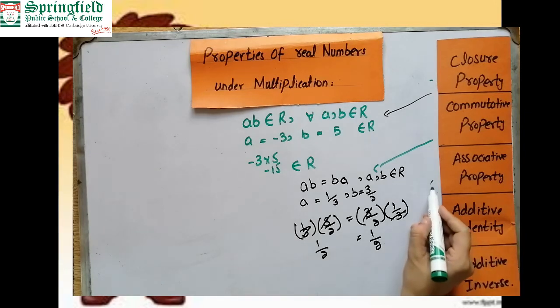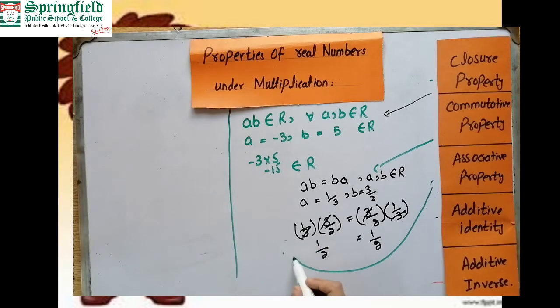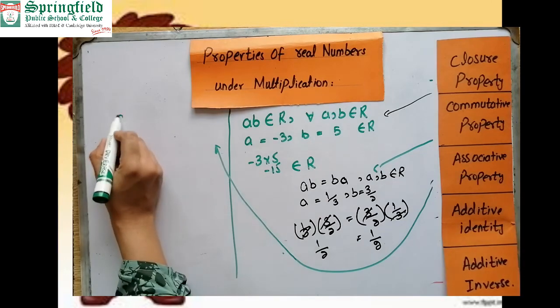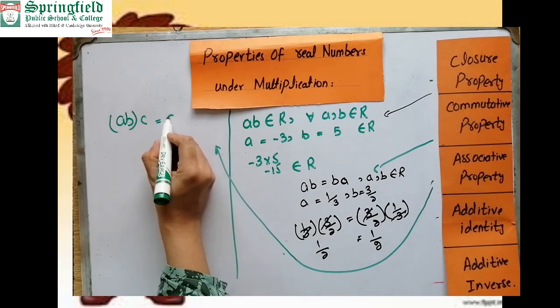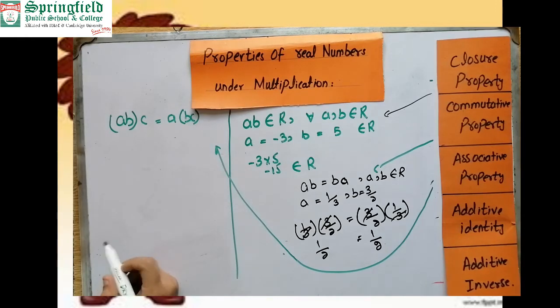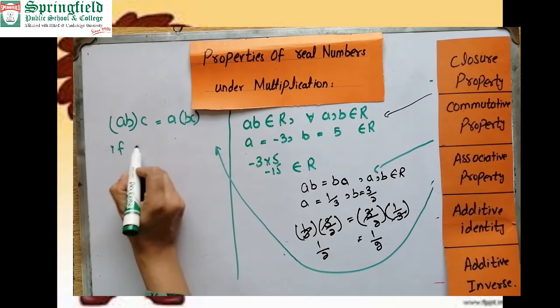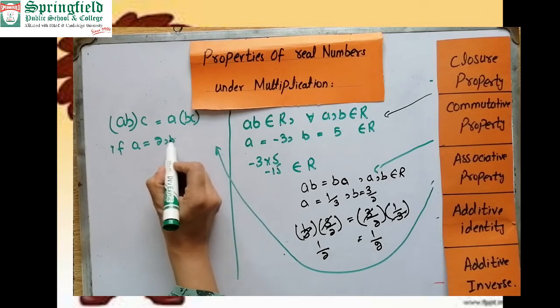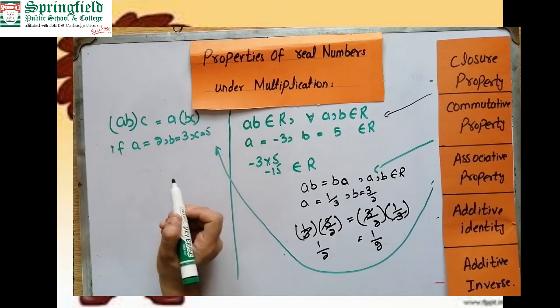Okay, and the third one is the associative property. Associative property means when we multiply A, B, and then C multiplies with this, it gives us the same answer as when B, C multiply with A, when A, B, C are real numbers. Okay, we can prove it if A is equal to 2, B is equal to 3, and C is equal to 5, and all the numbers are real numbers as we know.